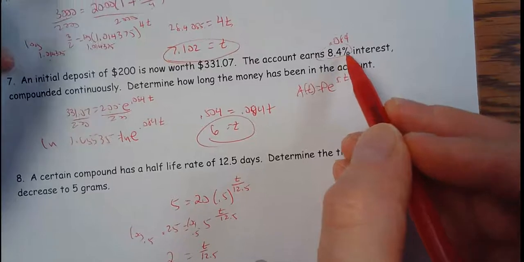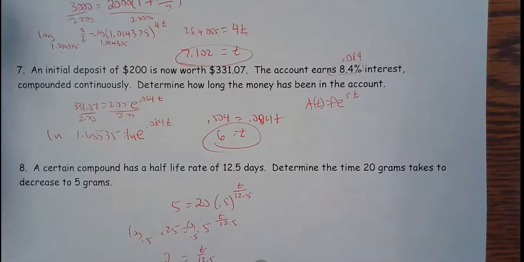If you don't know, look up bank rates right now. They're in like the 0.1 to 0.15% range. So not even a tenth of a percent, or close to just barely a tenth of a percent.